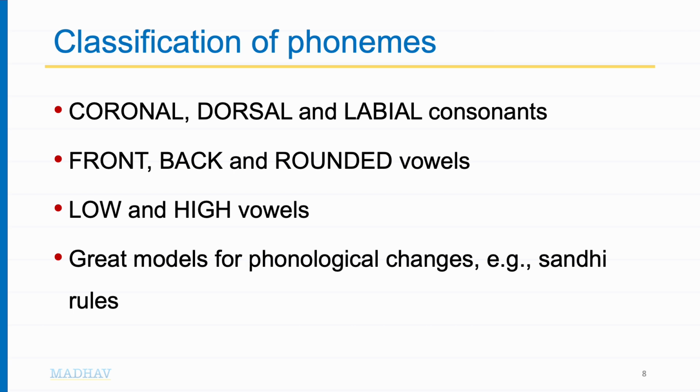Now the phonemes, as I was mentioning, have universal properties. So phonemes can be grouped with different features, let's say coronal, dorsal, labial. I will not go into the details of these features, but they are very useful and they have been used, for example, in Sanskrit Sandhi rules.